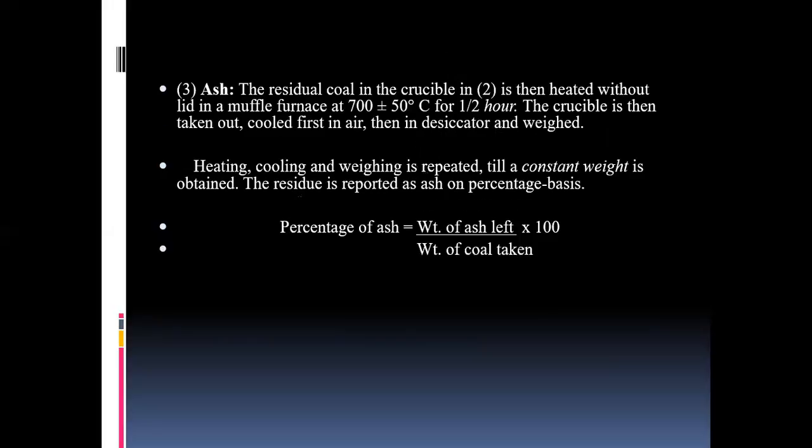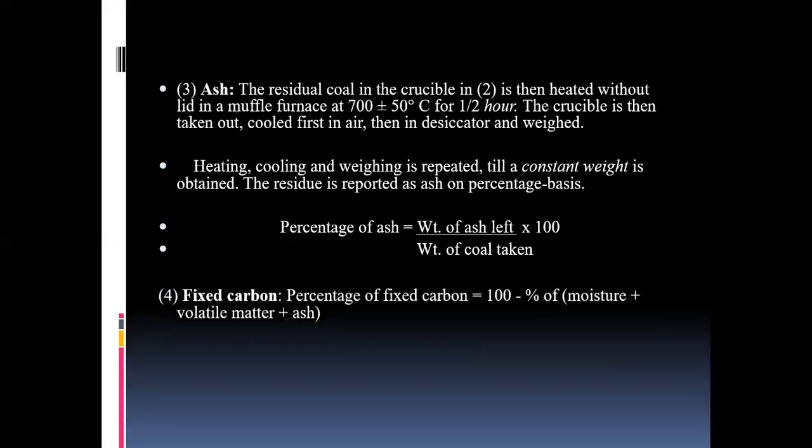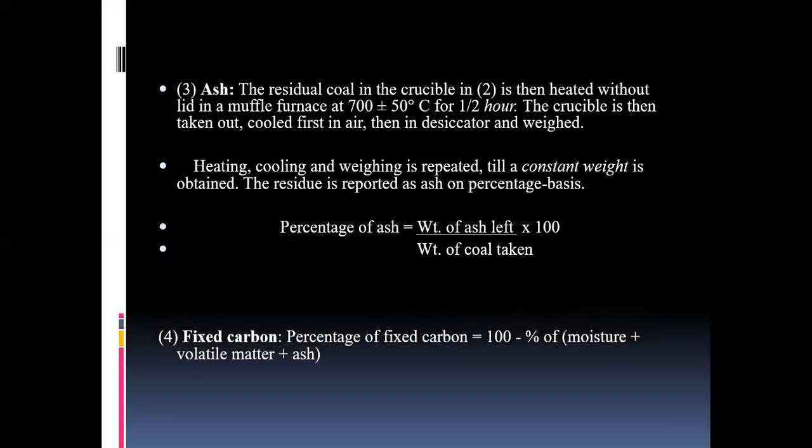Here what you have to know is that the heating, cooling and weighing is repeated till a constant weight is obtained, not only in the ash content but also in the volatile matter. The constant weight must be obtained. Only if the constant weight is obtained can the value be taken as an accurate value. Similarly, the percentage of ash can be calculated using the formula: weight of the ash left divided by the weight of the coal taken, multiplied by 100.